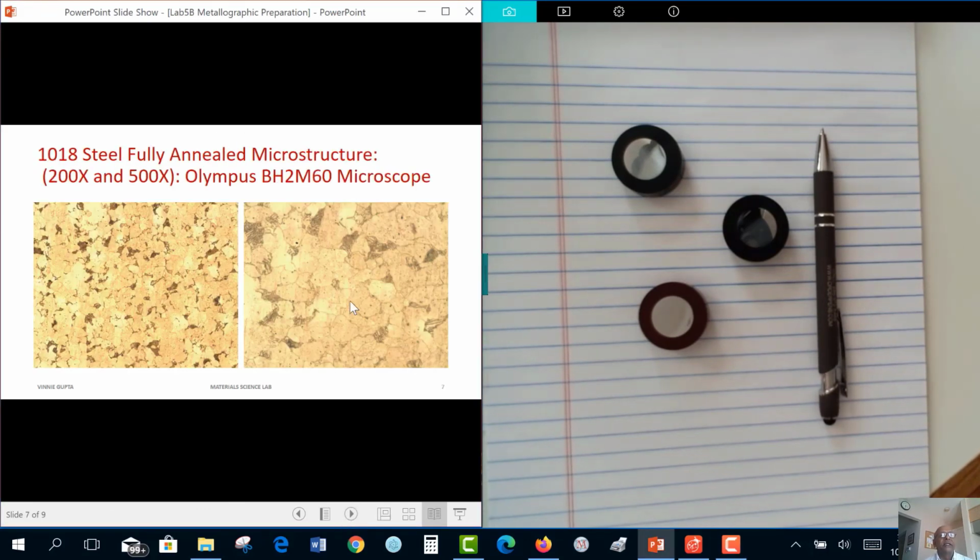So here are, for instance, micrographs of the 1018 steel we just polished. The left side is at 200 magnification and the right hand side is at 500 magnification. So in the next part we are going to talk about these microstructures.